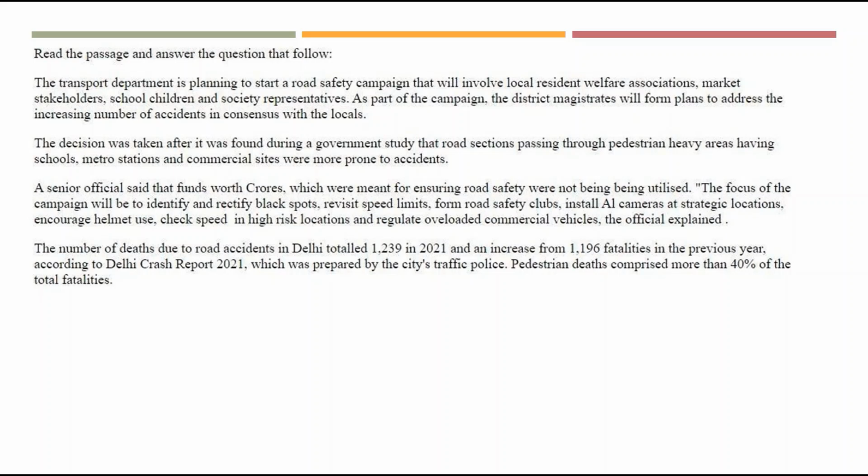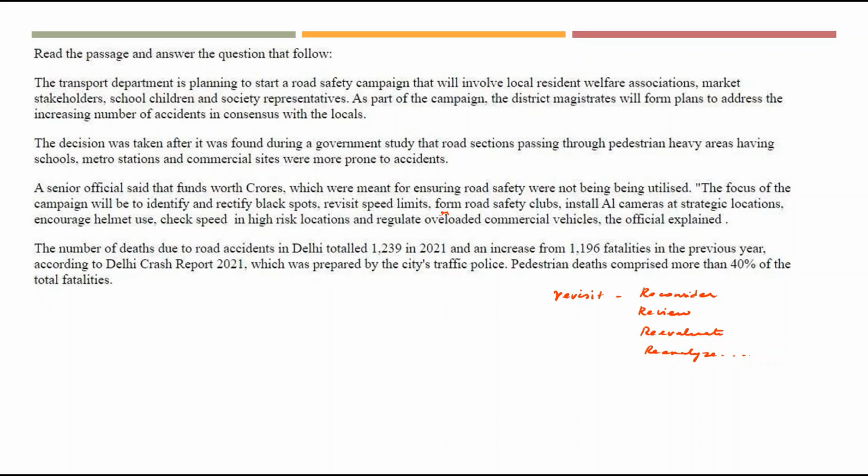Revisit speed limits. Revisit means we have to consider it from different perspective. So revisit can be a kind of reconsideration, a kind of review, re-evaluate or reanalyze. There are multiple words to express the meaning of revisit. Form road safety clubs, install AI cameras at strategic locations, encourage helmet use, check speed in high risk locations and regulate overloaded commercial vehicles, the official explained.